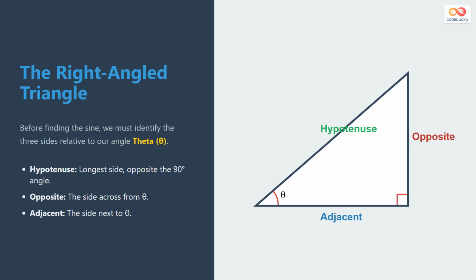First, let's identify the parts of a right-angled triangle. The most important step is to look at your reference angle, theta. The side opposite the 90-degree angle is always the hypotenuse. It's the longest side. The side directly across from theta is the opposite side, and the side next to theta is the adjacent side.